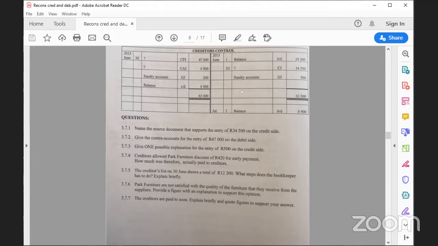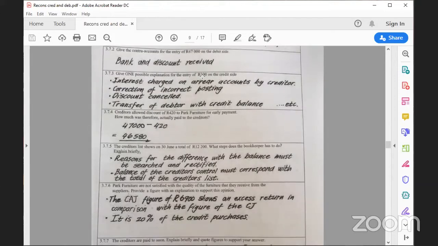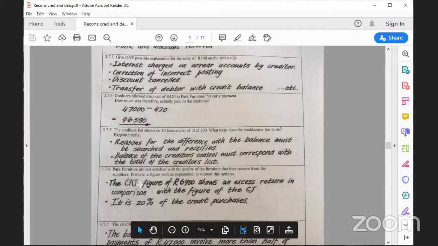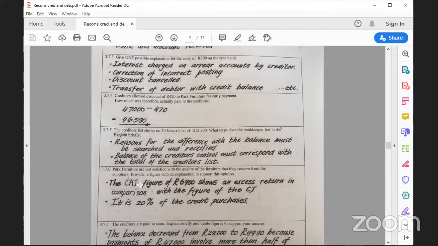So provide a figure. I'm going to move on because I've done this with you. Provide a figure. There's my figure. So it says the CAJ figure of 6,900 shows an excess return in comparison with the figure of the credit journal. It is 20% of the credit purchases. So you would not have to say 20% of credit purchases. It just says provide a figure. So I would be more than happy with just you providing 6,900. Okay, so it's perfectly fine.